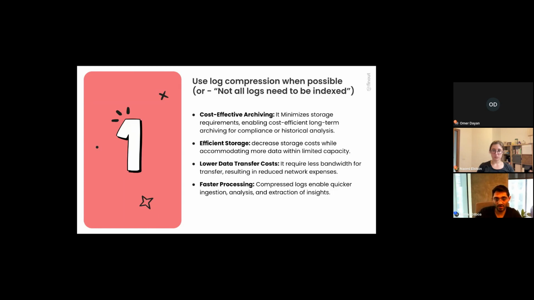One misconception is that all of our logs need to be indexed and very real-time retrieval. So that's not always the case. For some logs, we are able to archive them on cold and efficient storage, thus saving a lot of costs. And that also enables us to compress the logs, and saving even more on data transfer and processing costs, because smaller files are easier to transfer. And that could be a very efficient way if we don't need a super real-time retrieval of these logs.